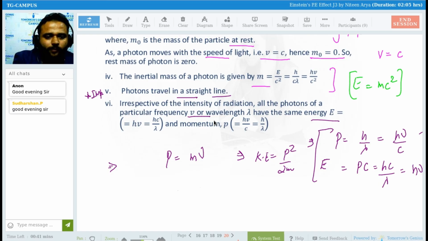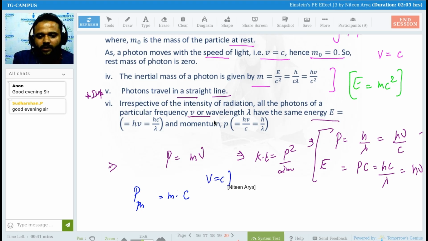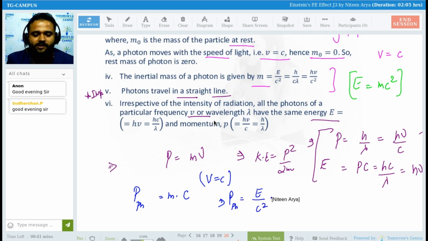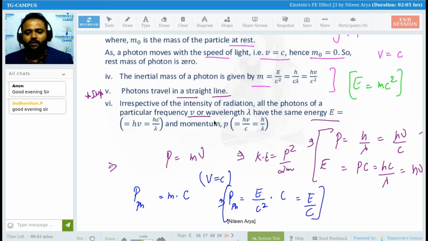Momentum of a photon, I am going to write p_h. Momentum of a photon is m into c, because they travel with v equals c. m is E by c square, because we cannot have rest mass. So E by c square into c gives E by c. That is the momentum of a photon. Got it? Why is it E by c? In this way you can prove that.